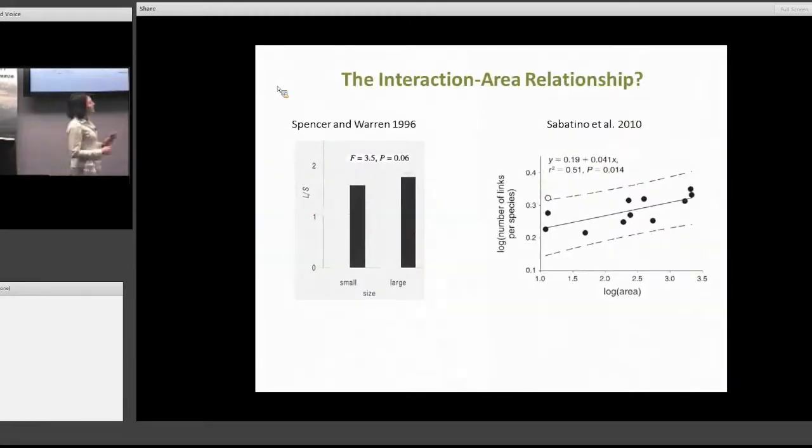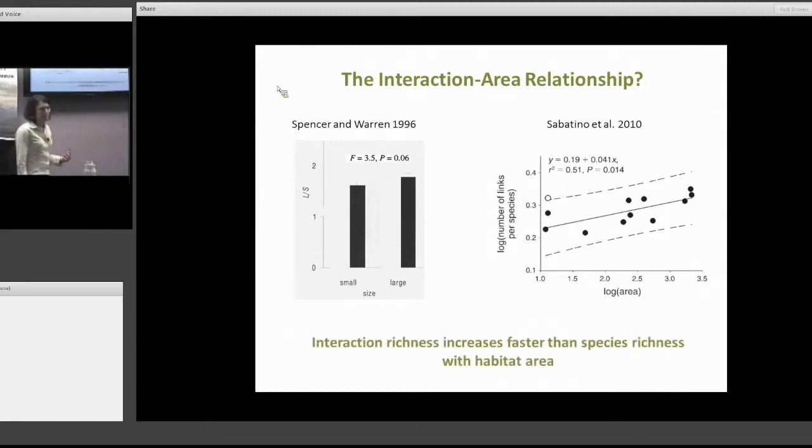There have only been 2 studies to our knowledge that took a look at this question. So how do species interactions differ in habitats of different sizes? And they both found the same thing. So the number of interactions per species, so links per species, number of interactions per habitat area. Another way of saying this is that interaction richness increases faster than species richness does in larger habitats.